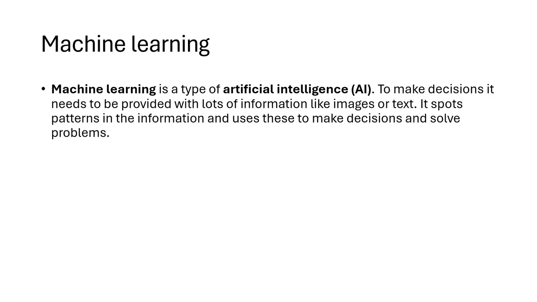To make its decisions, it needs to be provided with lots of information like images or text, and it spots patterns in the information and uses these to make decisions and solve problems.